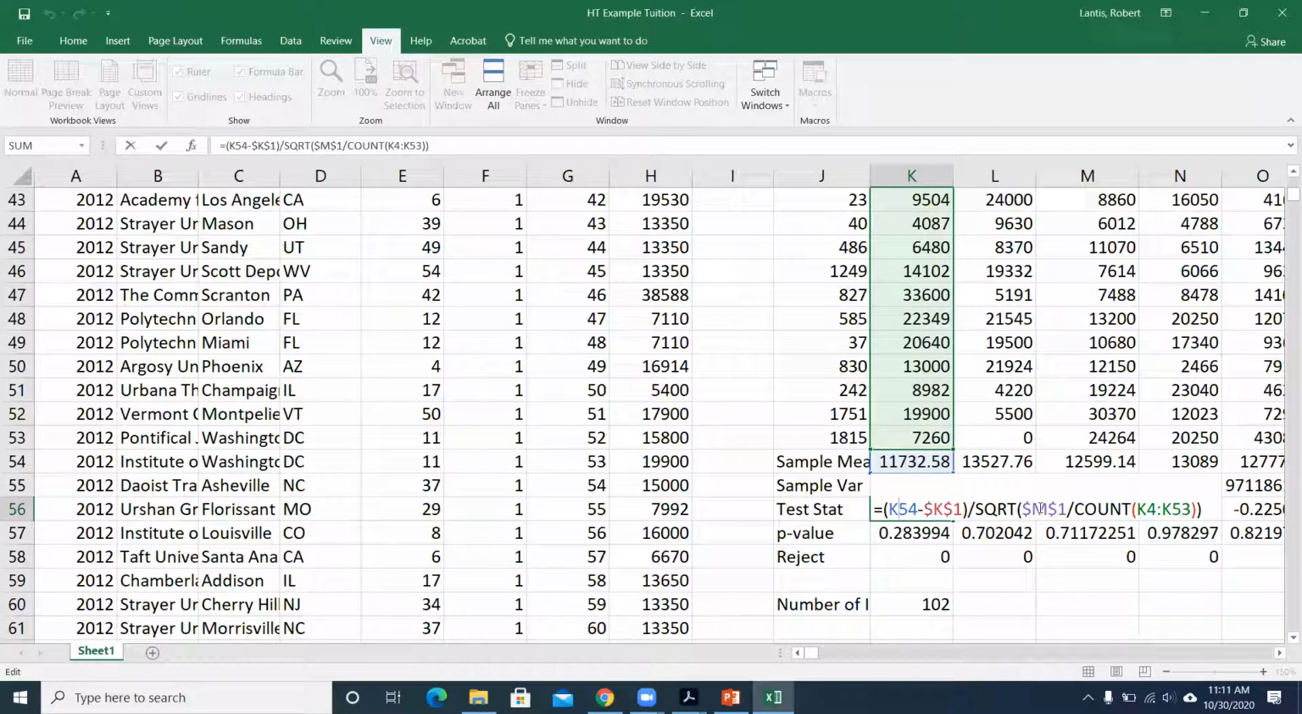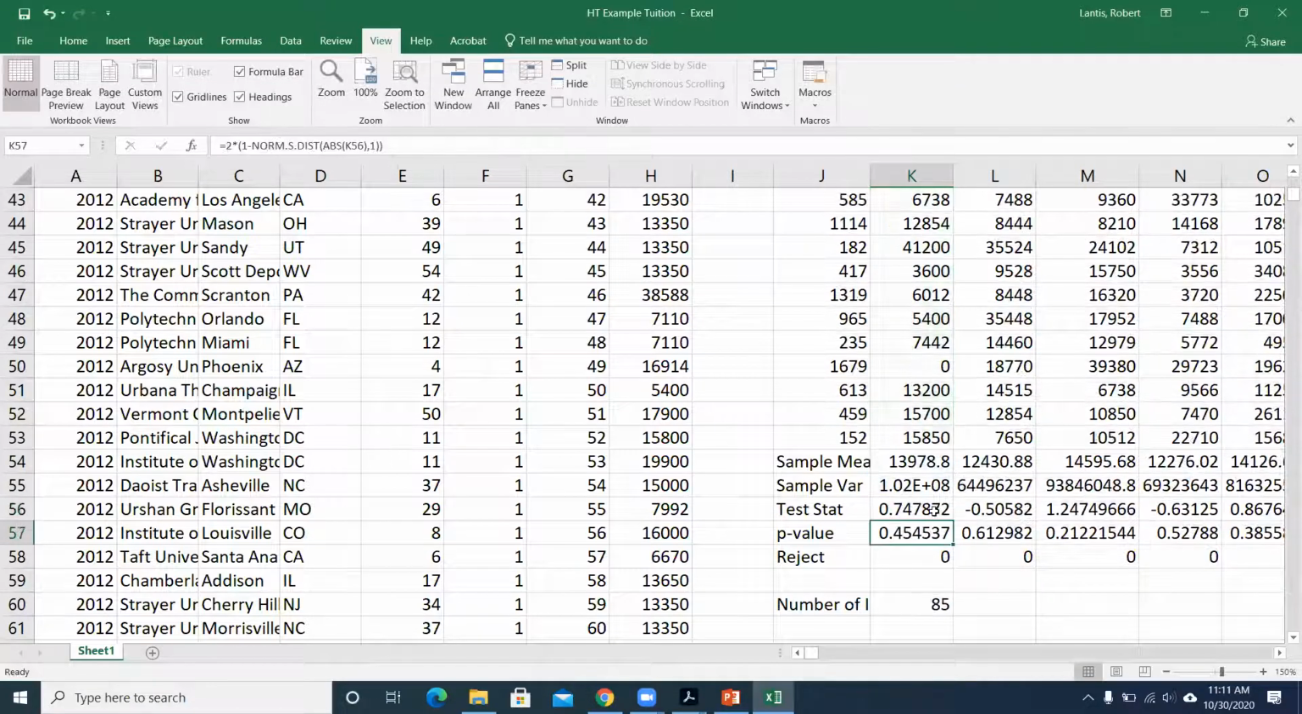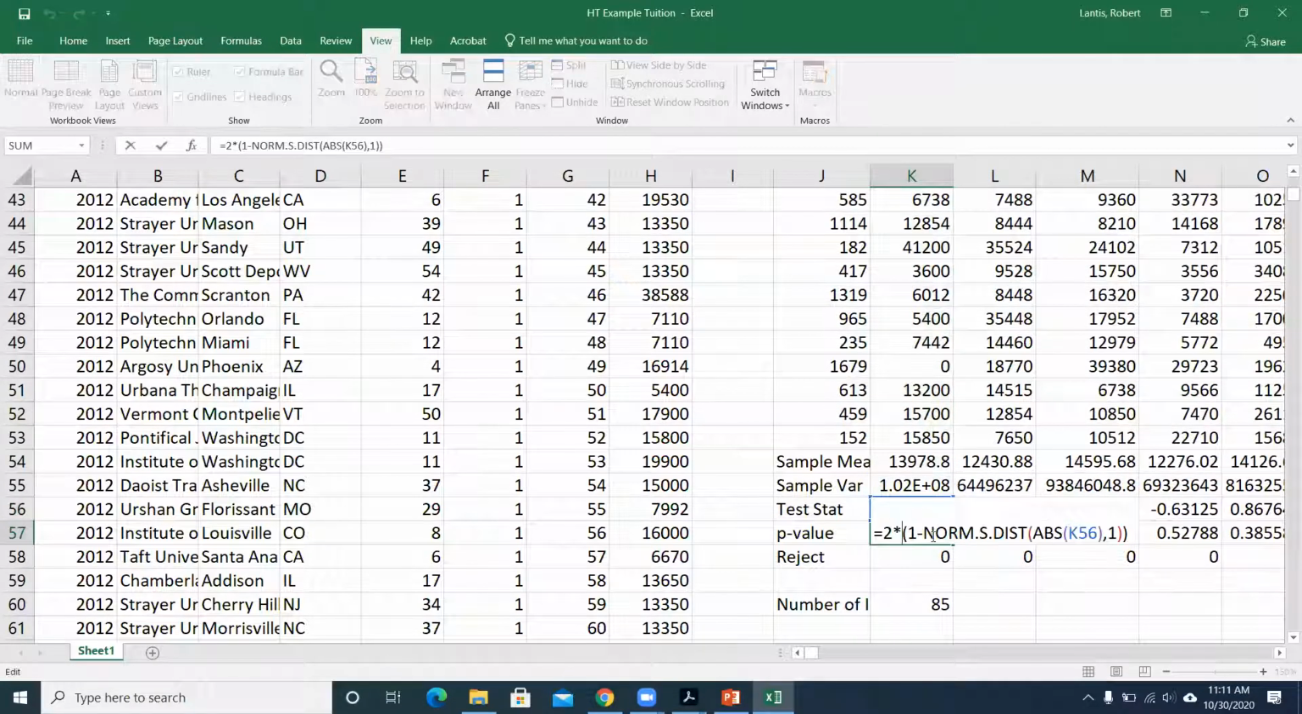I'll then divide by the square root of my population variance, which was given to me. And here I just counted these cells. That was just giving me my sample size, right? So this is just our test statistic equation put into Excel. Once I have that test statistic, I can find my p-value.